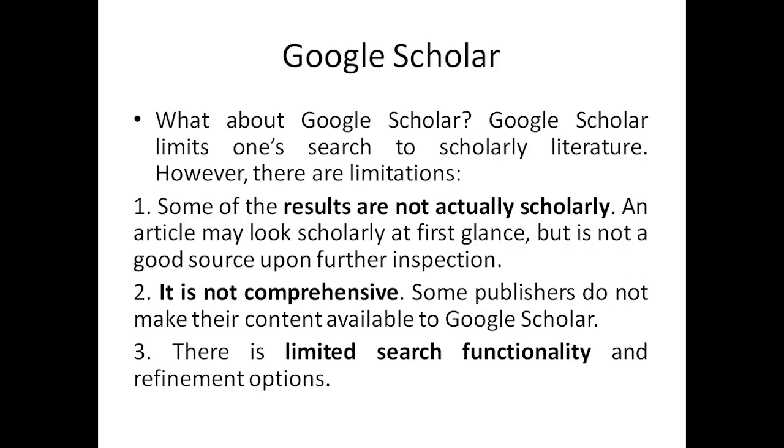In Google Scholar, obviously, Google Scholar limits one search to scholarly literature. However, there are a few limitations also. There are three limitations mentioned. See, here results are not actually scholarly, because an article may look scholarly at first glance, but it's not a good source upon further inspection, as I told you. But we can check if it's a journal, and if it is indexed in Scopus or Web of Science, then you can go for it. So it is not comprehensive.